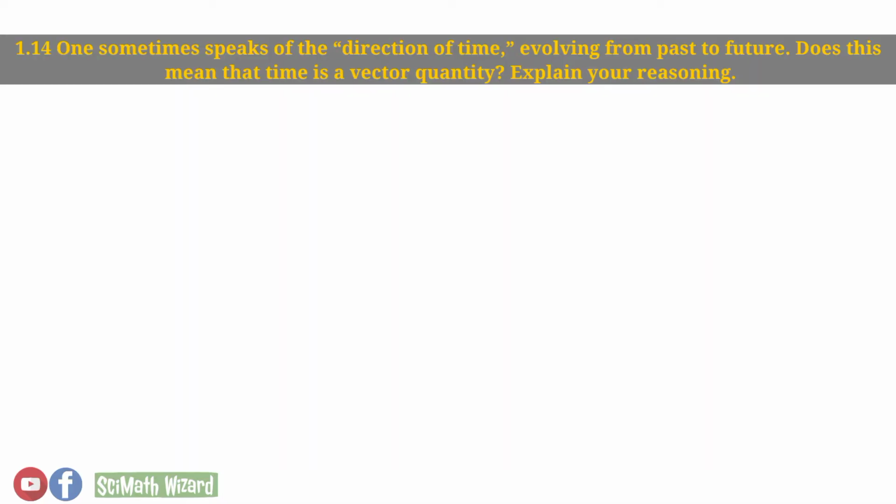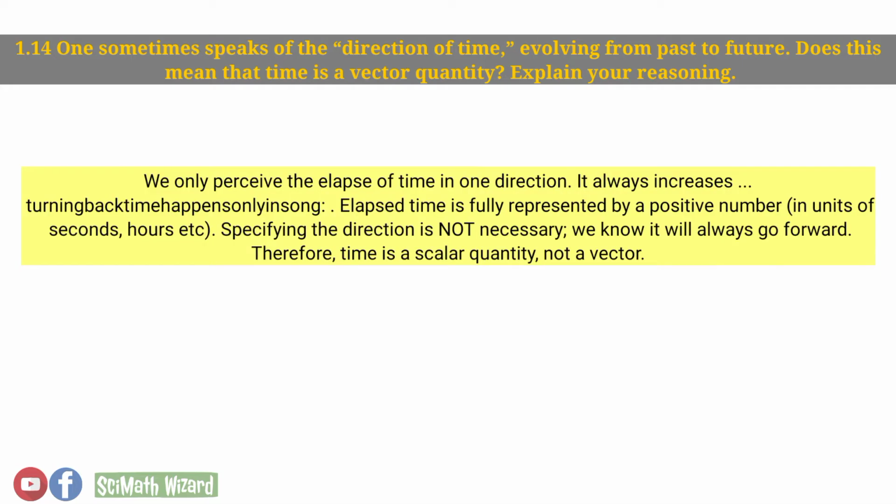Question 1.14: One sometimes speaks of the direction of time evolving from past to future. Does this mean that time is a vector quantity? Explain your reasoning. We only perceive the elapse of time in one direction. It always increases; turning back time happens only in song. Elapsed time is fully represented by a positive number, in units of seconds, hours, etc. Specifying the direction is not necessary, we know it will always go forward. Therefore, time is a scalar quantity, not a vector.